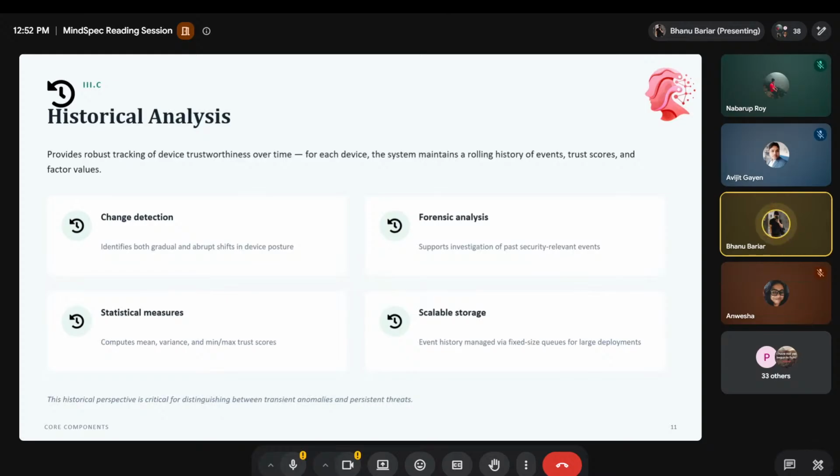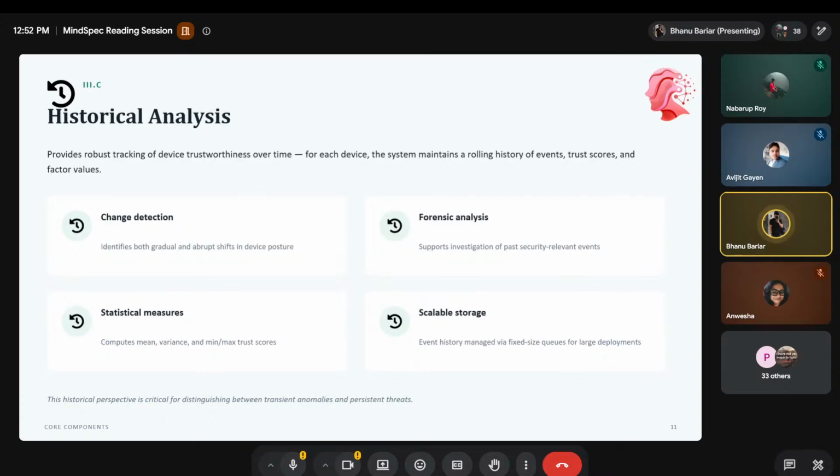The historical analysis component records trust scores, individual factor values, security events, authentication outcomes, and behavior history. Using this information, the system performs several important tasks.